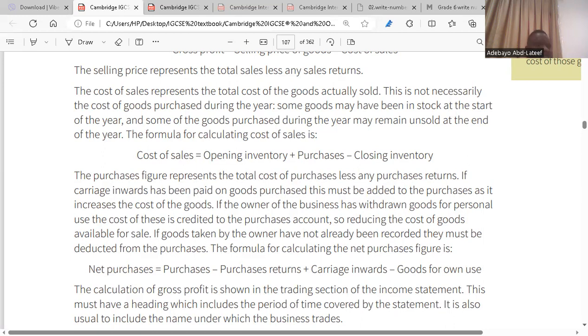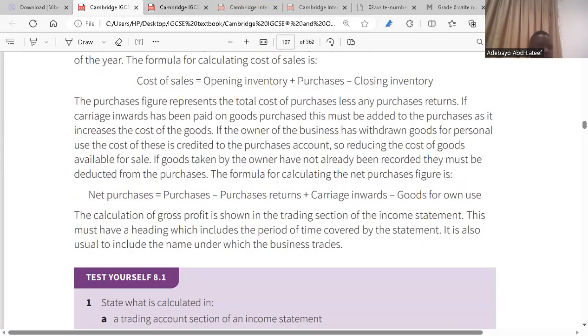So how do we get our sales? Our sales is sales minus sales returns, if there's any. If none, we just take our cost of sales from sales. Yes. Is it clear? Yes. So you have a question.